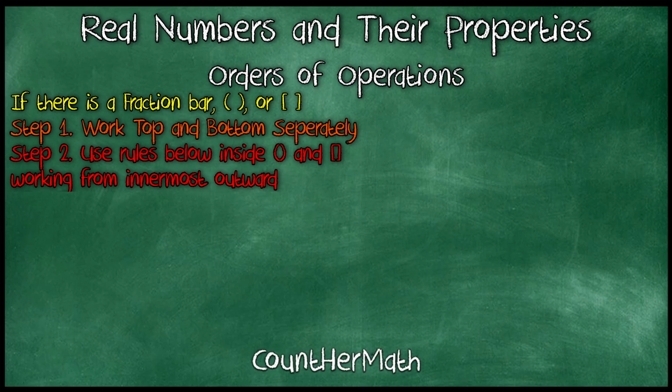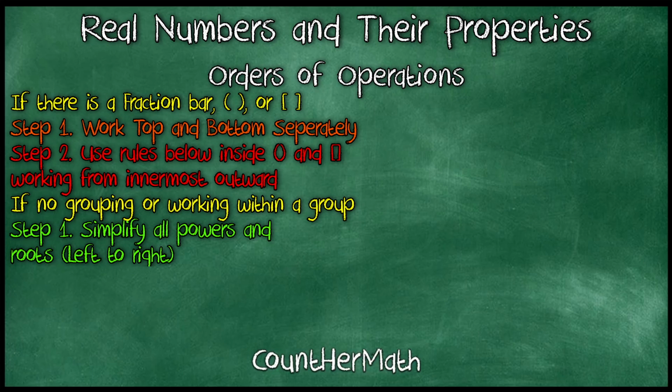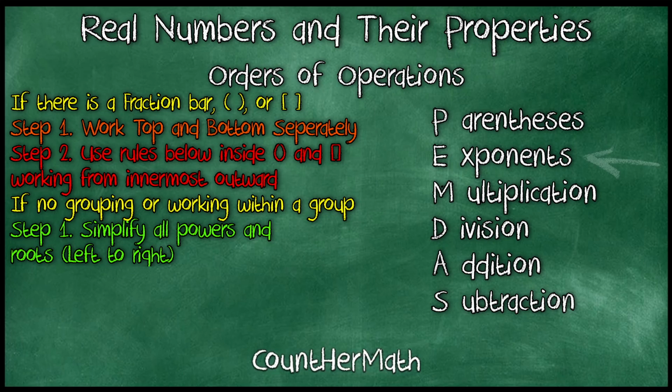Step 2, every time we find a set of parentheses or brackets, we're going to apply all the rest of the rules before we move out of the parentheses, and then we'll move on from there. And I'll show a couple of examples of what that looks like. If there are no groups or we're working inside one of the groups from before, we'll first simplify all powers and roots in the problem working from left to right. And if we remember from PEMDAS, it used to be parentheses, exponents; powers and roots are highly related. Just kind of like multiplication and division and adding and subtraction, powers and roots have that same kind of relationship.